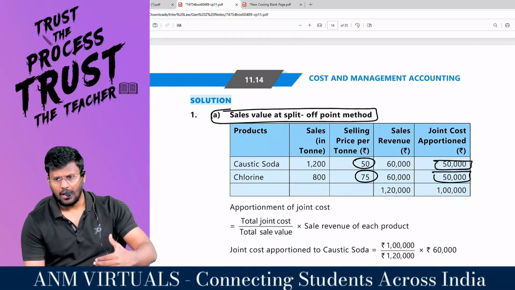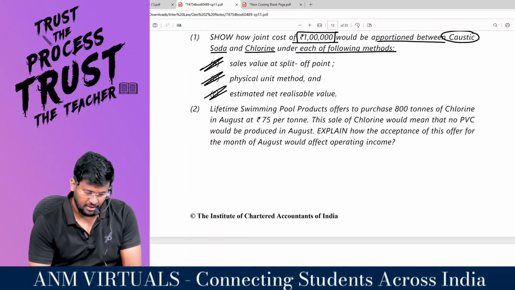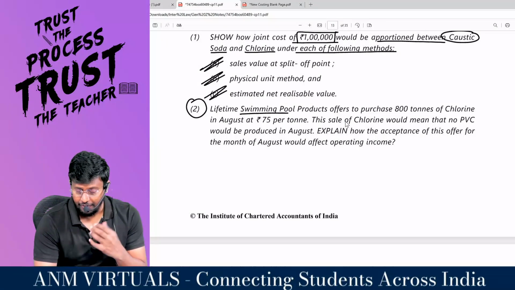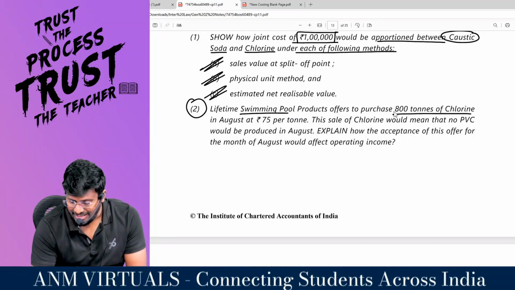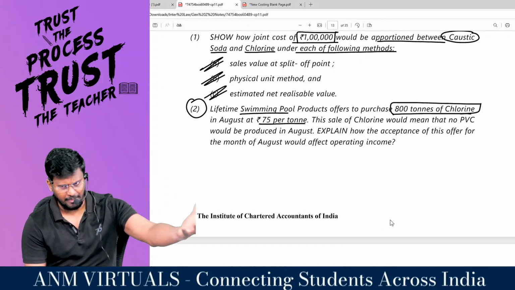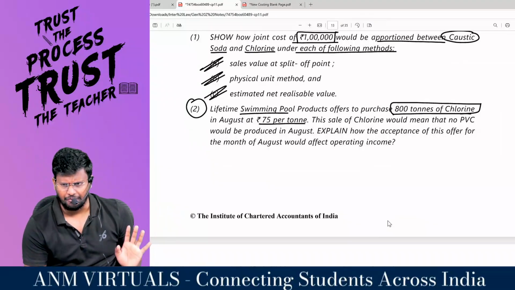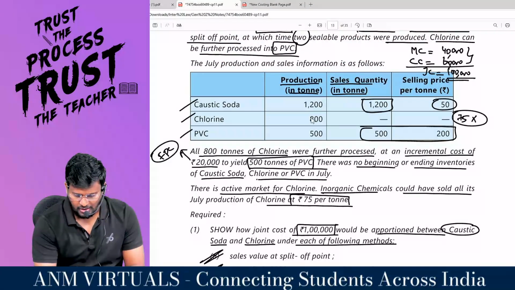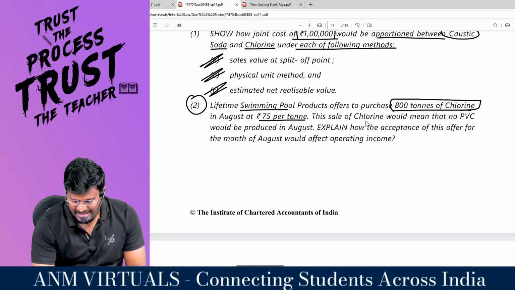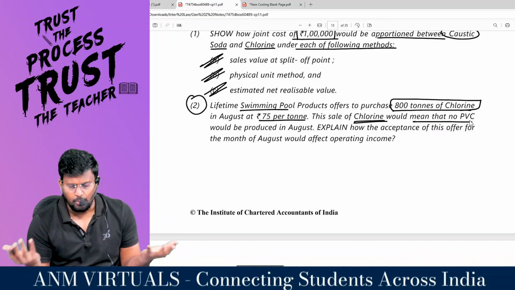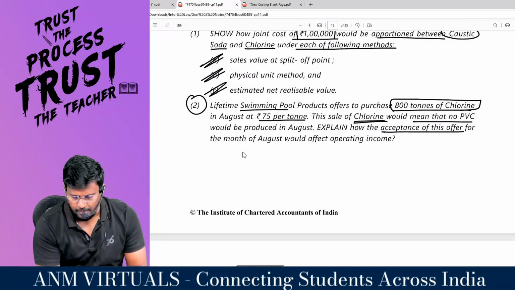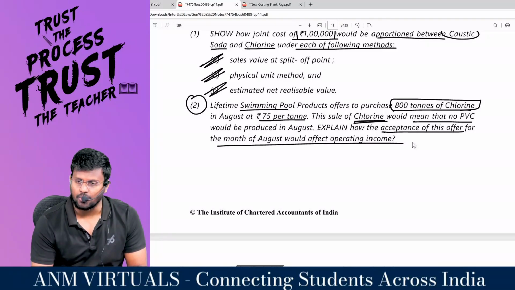This is how a 5-mark question will come in the exam. Part 2 of the question. Lifetime swimming pool product offers to purchase 800 tons of chlorine in August at 75 per ton. So some customer is coming and saying that you sell to me at the split off point itself. I am ready to take 800 tons, because 800 tons is the output, at the rate of 75. This sale of chlorine would mean that no PVC would be produced in August, because I will not do further processing. Explain how the acceptance of this offer for the month of August would affect operating income.